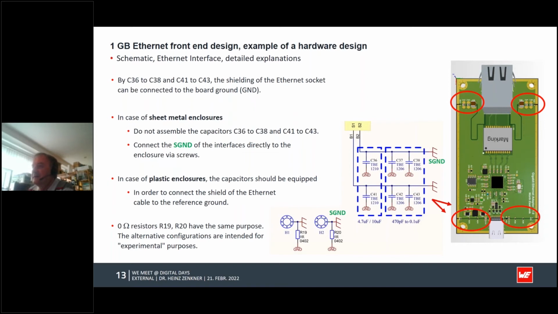In case of a plastic enclosure, it makes sense to connect these capacitors, having a direct connection with the cable to the digital ground, because otherwise you would have a floating digital ground here, which would not be a stable setup for a sufficient immunity.